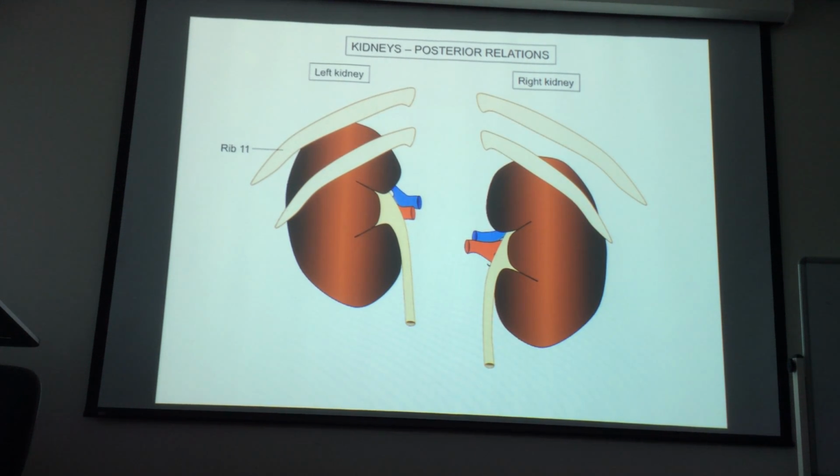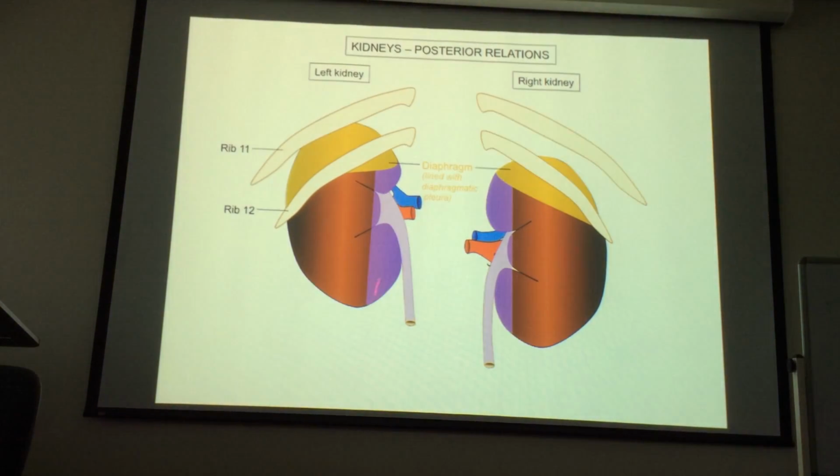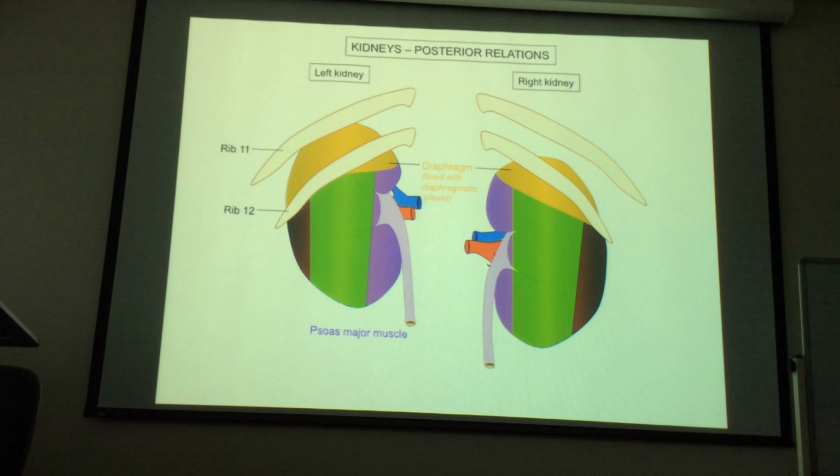Right? Then we have, what's this? Diaphragm. Right? The most medial muscle, psoas major. Then quadratus lumborum. And the outermost, transversus abdominis.